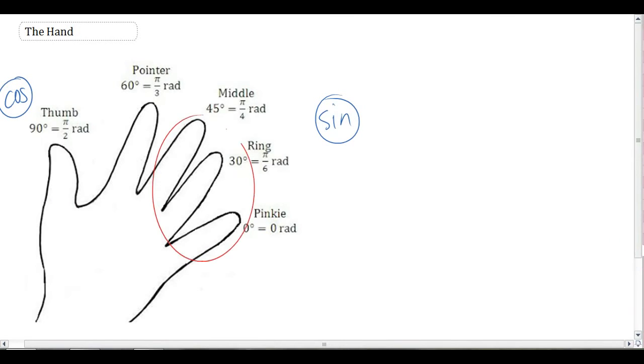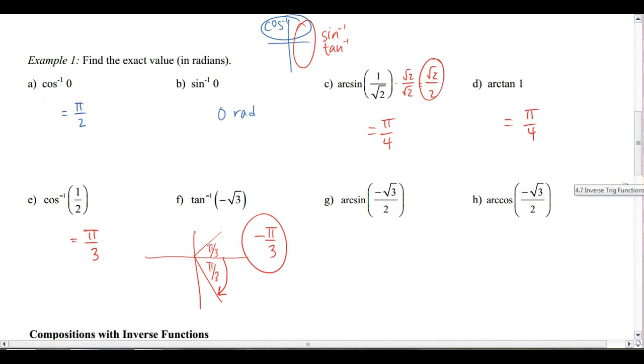To leave 3 fingers, you'd have to fold down this guy. Hey, you're also talking about pi over 3. But remember, that is our reference angle since it was negative. So negative pi over 3 would also have an arcsine of negative root 3 over 2. And last but not least, arccosine. Arccosine of negative root 3 over 2, wow, it's negative. That means it's in quadrant 2, not quadrant 1, because everybody's positive in quadrant 1. In quadrant 2, we have negative root 3 over 2.